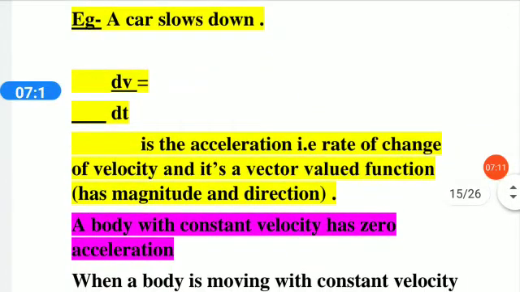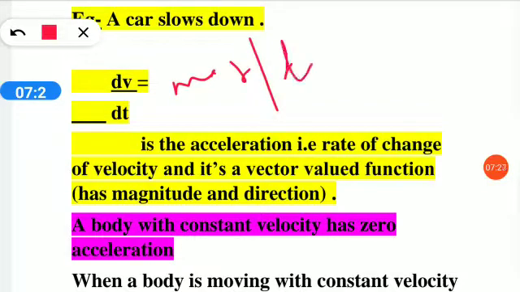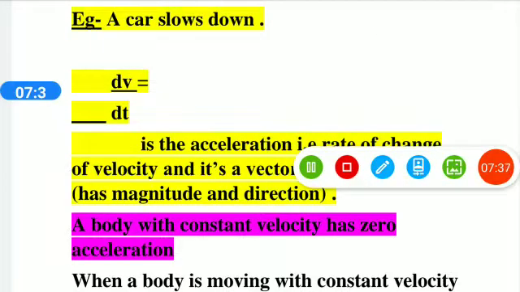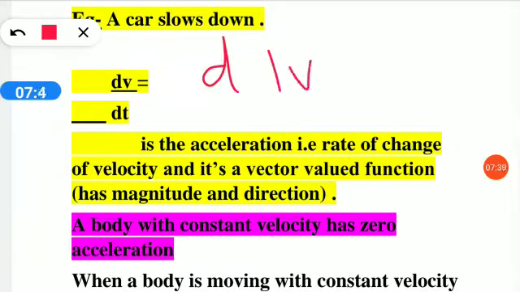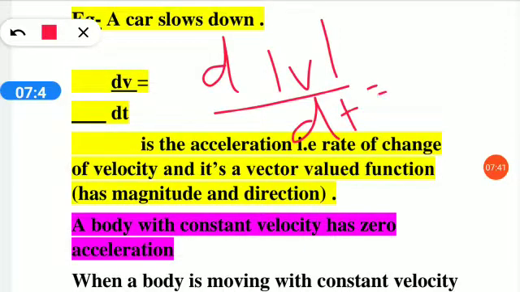dv by dt, this is the acceleration, the rate of change of velocity, and it's a vector valued function, it has magnitude and direction. Here you just see, take care, this is dv by dt, meaning it is showing both magnitude and direction. So it is showing acceleration. Suppose in place of this it would be a modulus, then you will say this is speed, because it will give only magnitude. Modulus means these two vertical lines.